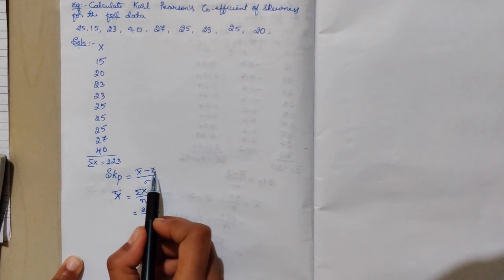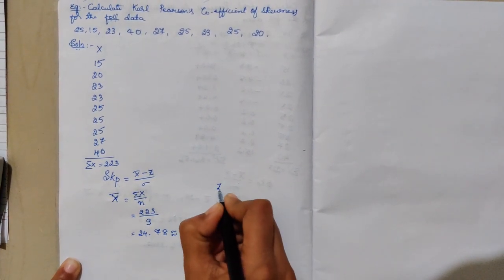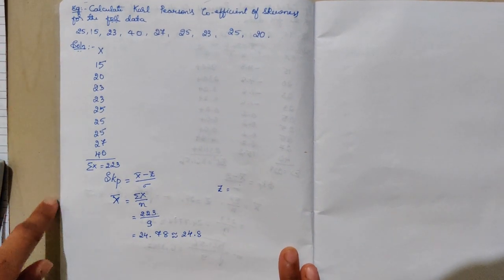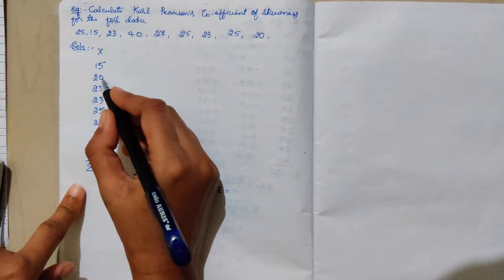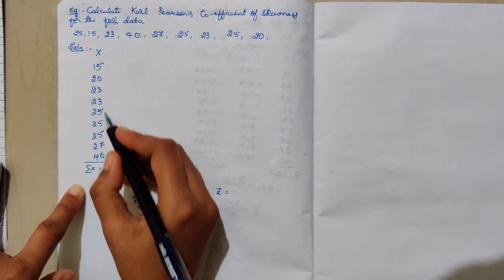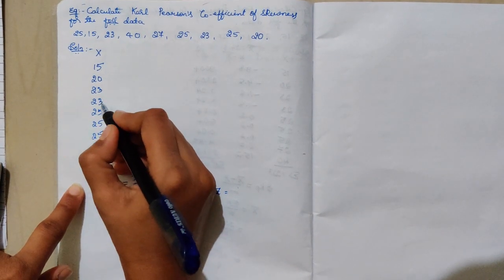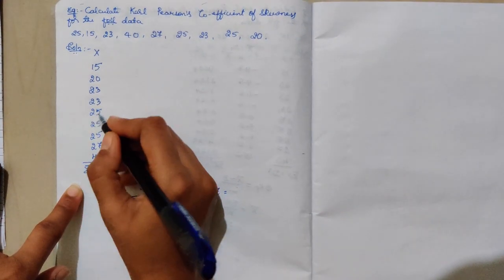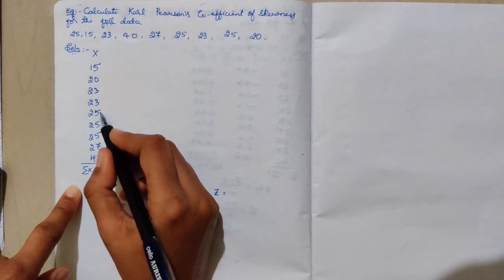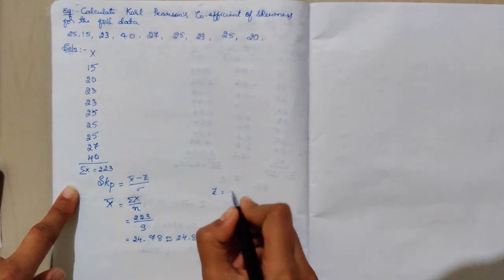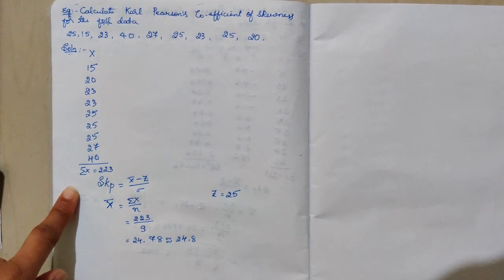Next we have to find the z value. We know that z is nothing but the mode. Mode is the most repeated value. If we observe here, 15, 20, 27 and 40 are repeated only one time, whereas 23 is repeated 2 times and 25 is repeated 3 times. So mode is nothing but the most frequently repeated value. Here 25 is repeated 3 times, so we have to consider the mode value as 25.